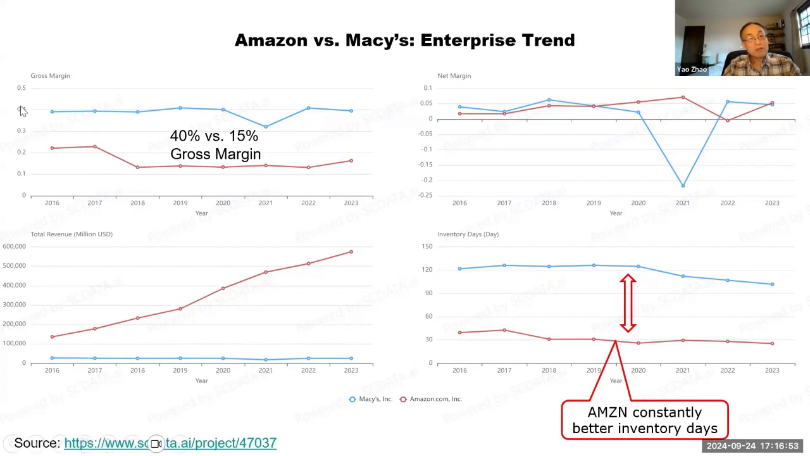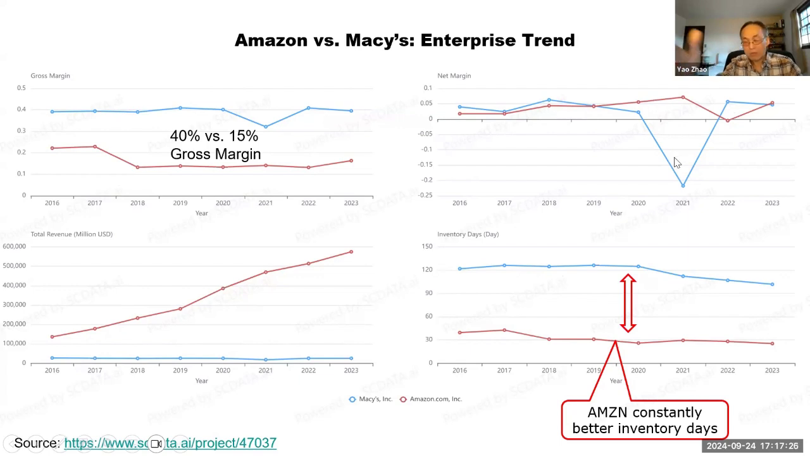But if you look at Macy's, which is in blue, they mark up on average by 40%. Now, during the pandemic, they reduced a little bit, but they went back up again after the pandemic. But it's interesting to see that despite such a high markup, Macy's is not making a lot more money than Amazon. If you look at net margin, it's about the same.